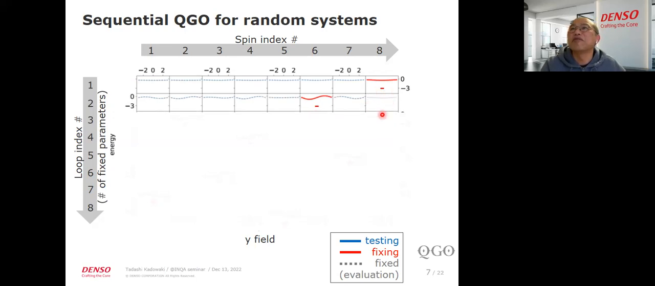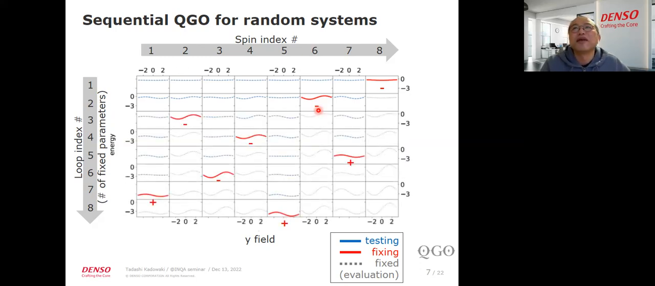And now we don't have to check this one, so we have seven left, and now you see the curve shape is more clear, or the slope is largest among those spins, so we can identify this is the most sensitive one. And based on this shape, we know this should be fixed to down. And repeat this. Okay, this time we fix down, down, up, down, up, up. Okay, now we fixed all of the spins. Is it the ground state? In this case, eventually, yes.